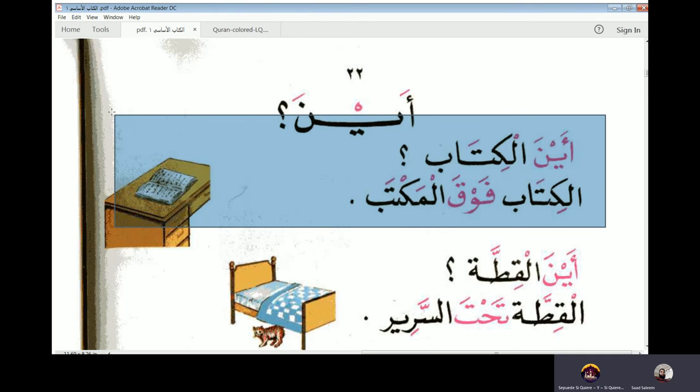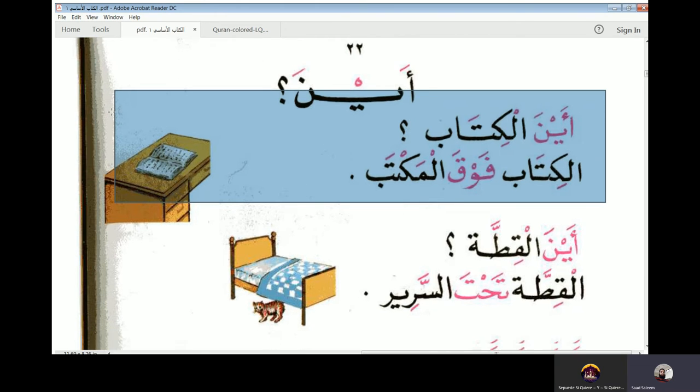الكتاب فوق المكتب. The book is on the desk. On the desk, okay.